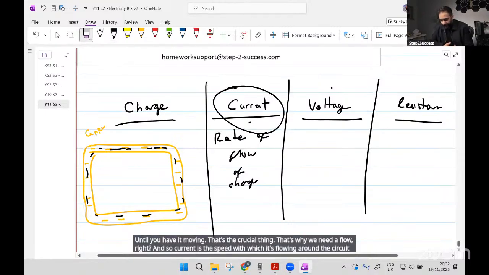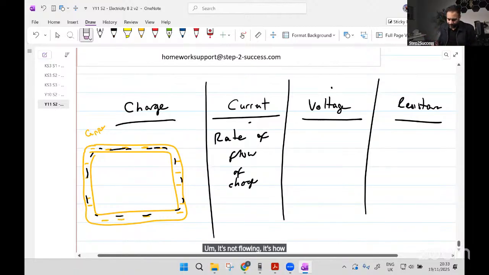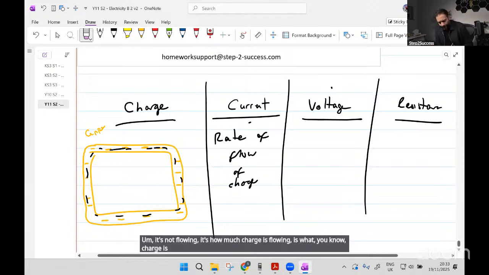If current is zero, then the charge flowing technically is zero because it's not flowing. It's how much charge is flowing that matters. When we say charge, it means how much there is that is flowing around the circuit. Current is how fast it's flowing.